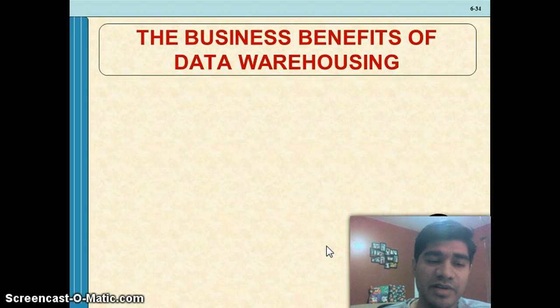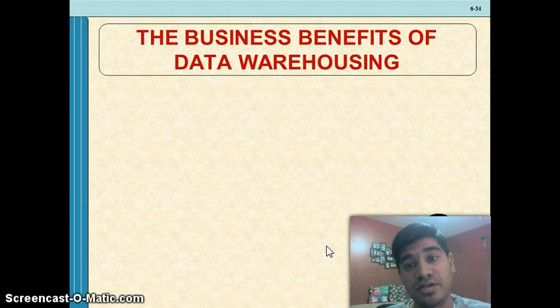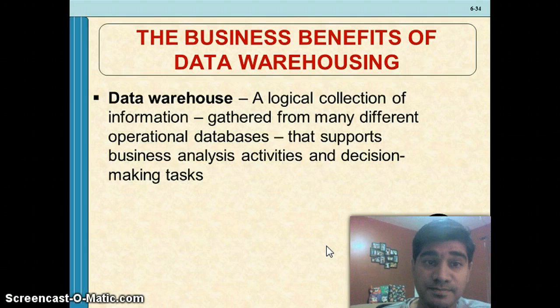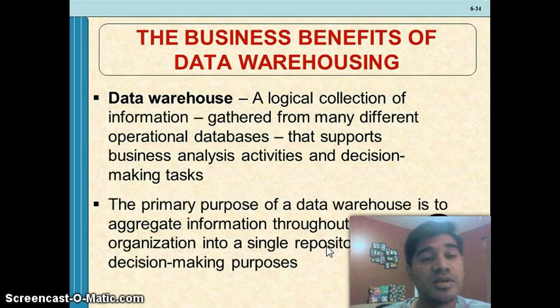And essentially, what these data warehouses support is OLAP. OLAP stands for Online Analytical Processing, which supports processing in an online environment. So a data warehouse is a logical collection of information from many databases and many business sectors. The primary purpose is to aggregate information throughout an organization into a single place. So essentially, it makes for good information for decision purposes.